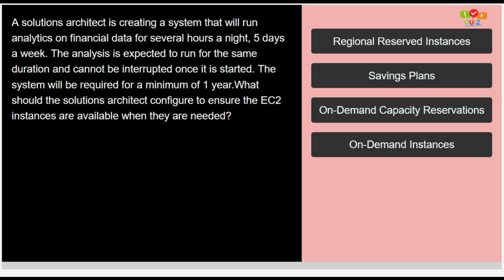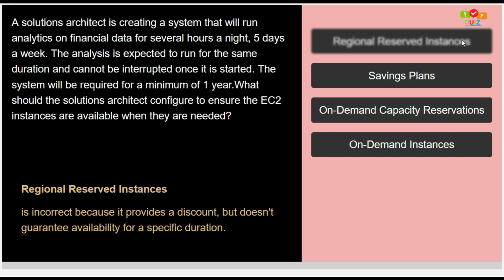You have again 4 options. This is your option 1, this is option 2, this is option 3, and this is option 4. You'll get 10 seconds time to answer this question. Your time starts now. Time up. Now let us analyze the answers. Option 1, regional reserved instances. This option is incorrect because it provides a discount but doesn't guarantee availability for a specific duration. So option 1 is incorrect.